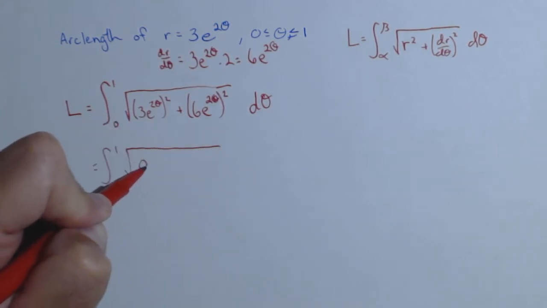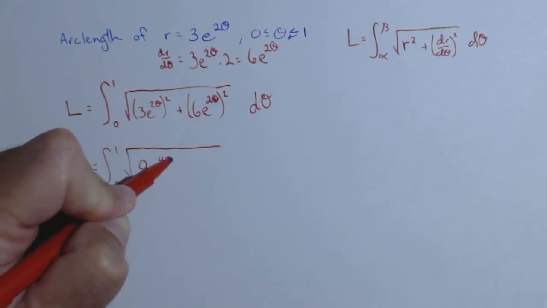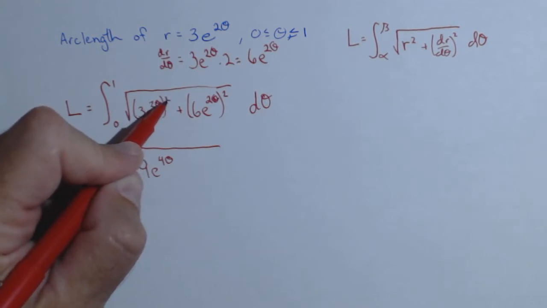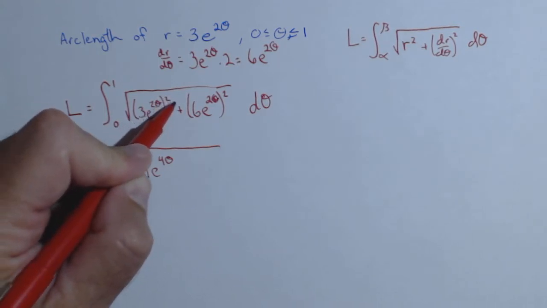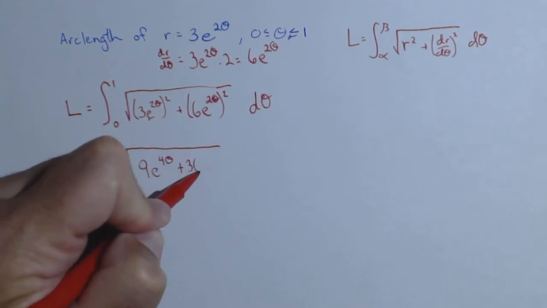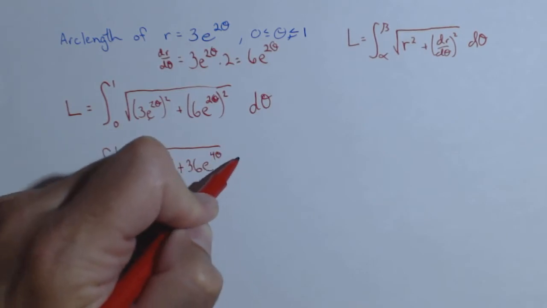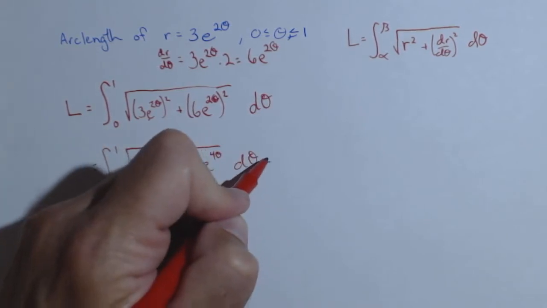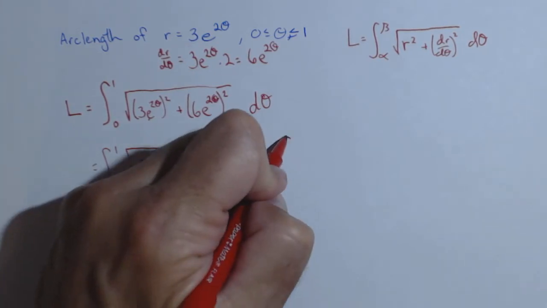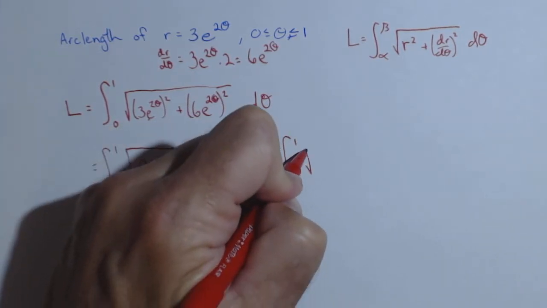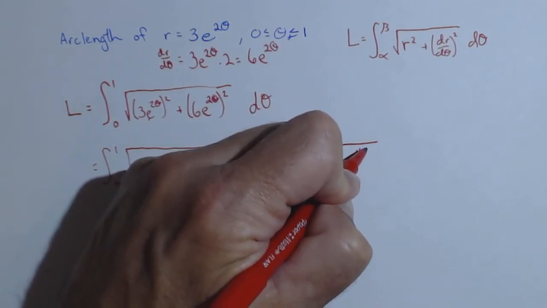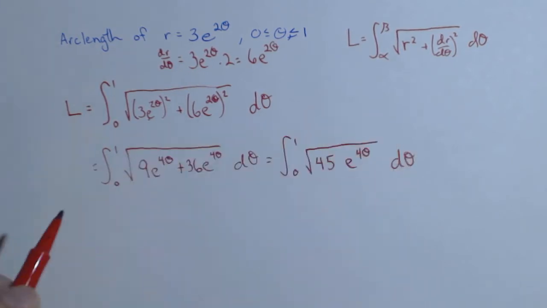Squaring this gives us 9e^(4θ), because 3 squared is 9. e^(2θ) squared, well, we're raising something to an exponent, and then that's being raised to an exponent, so they multiply. Same here. So plus 36e^(4θ) dθ equals, those are going to add up. We now have like terms. So 0 to 1, square root of 45e^(4θ) dθ.